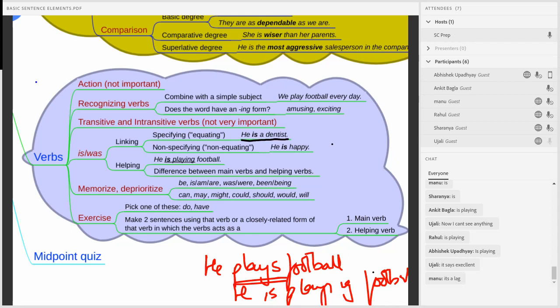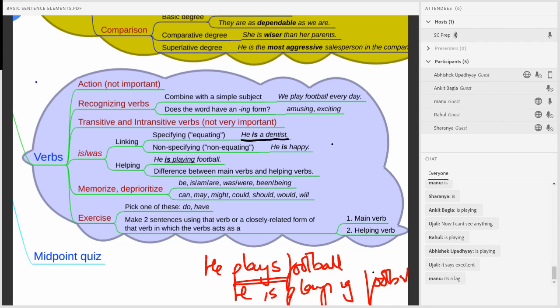All right. Now, coming back, there were two answers I got. One answer was is, and the other one is playing. Manu, you gave me the first answer. Could you walk me through your reasoning? I think is is the main verb, because is helping the main verb playing. So that's how I thought about it.